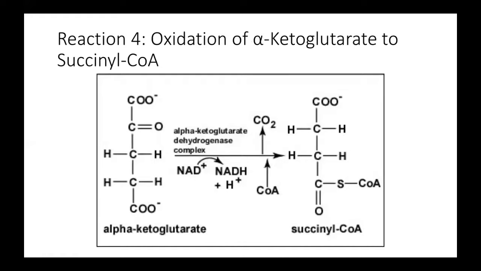Then reaction 4, whereby it's the oxidation of alpha-ketoglutarate to succinyl-CoA, takes place here, producing succinyl-CoA and a CO2 and coenzyme A, and NADH is generated here, catalyzed by the alpha-ketoglutarate dehydrogenase complex.